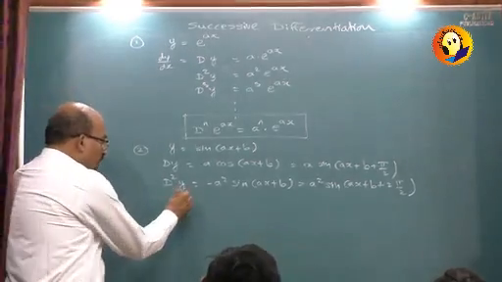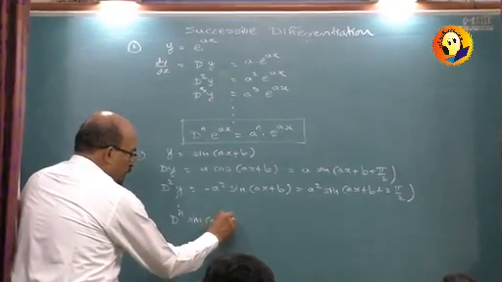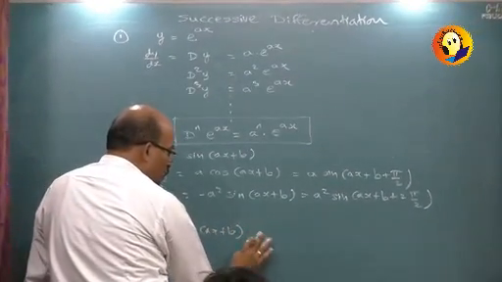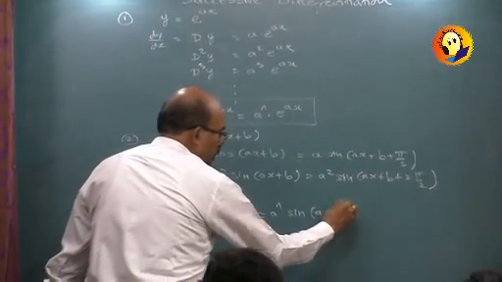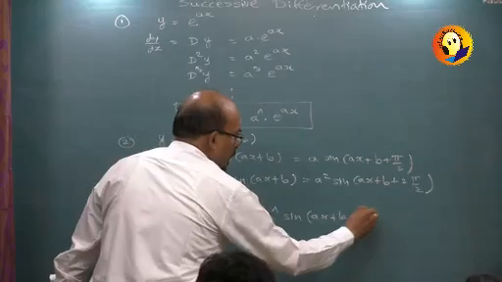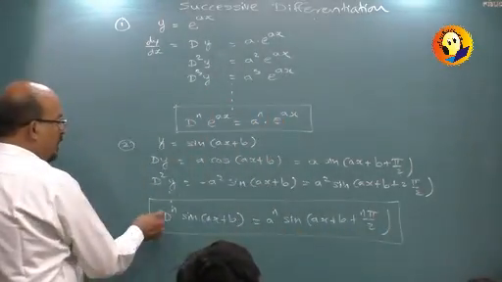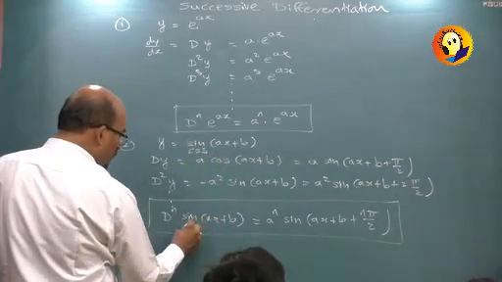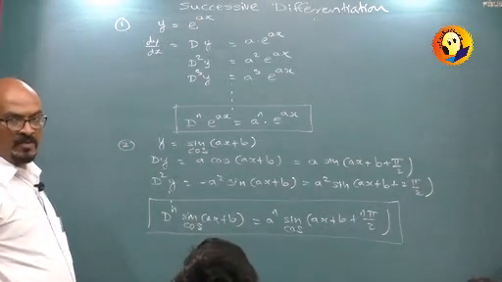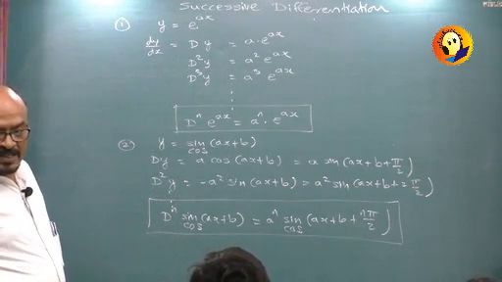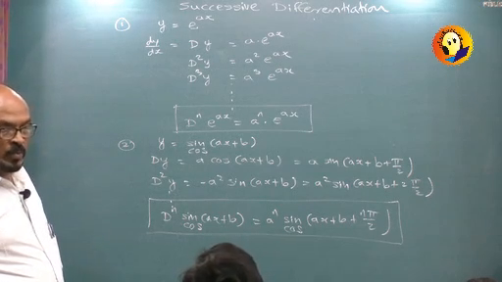Right? And so we can generalize and say D raised to n of sine of ax plus b will be a raised to n sine of ax plus b plus n pi by 2. And whatever is the formula for sine, the same will work for cos. The nth derivative of cos will be a raised to n cos of ax plus b plus n pi by 2.